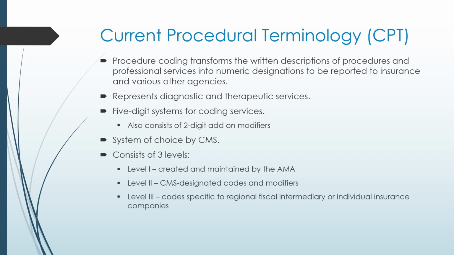CPT consists of 3 levels. We have our level 1 CPT category, which is created and maintained by AMA, which is the level that you will become very familiar with over time. We have level 2, which is CMS designated codes and modifiers, and you'll actually become pretty familiar with this as well, because we will talk about some G codes that CMS has created and how you apply those in your everyday practice. And then we have level 3, specific codes to regional fiscal intermediaries or individual insurance companies. We actually don't do a lot of level 3 CPT code reporting. We are going to focus solely on level 1 and level 2 CPT codes.